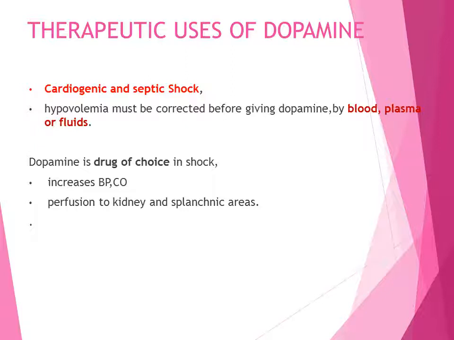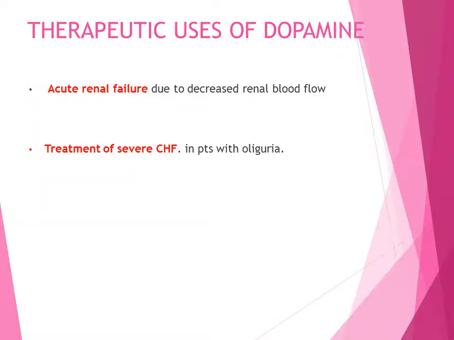Therapeutic uses of dopamine. Dopamine is used in cardiogenic and septic shock. But before giving dopamine, hypovolemia must be corrected by giving blood transfusion or plasma or fluids. Dopamine is a drug of choice in shock. It causes an increase in blood pressure and cardiac output, and it improves the perfusion to kidney and splanchnic areas.